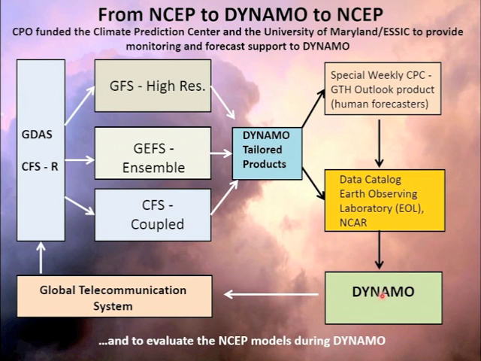We also ensured that DYNAMO observations that were entering the GTS, the Global Telecommunications System, were effectively assimilated by the data assimilation systems at NCEP, and then fed to the forecast models. And one third part of this project was to try to understand differences between the model forecasts and the DYNAMO observations in order to better understand the physics of subseasonal variability, and then potentially improve models.